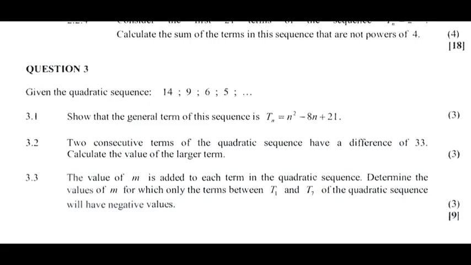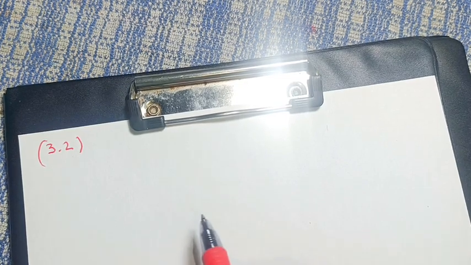3.2 says two consecutive terms of the quadratic sequence have a difference of 33. Calculate the value of the larger term. So now for this 3.2, we need to find the two consecutive terms of the quadratic sequence that have a difference of 33, and then calculate the value of the larger term. Now, you must remember, we don't know which terms they are.